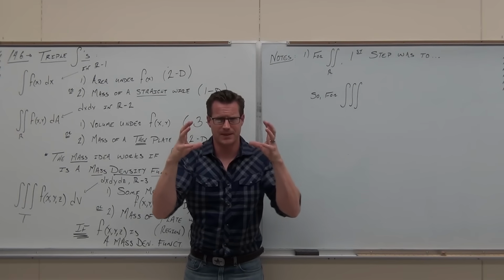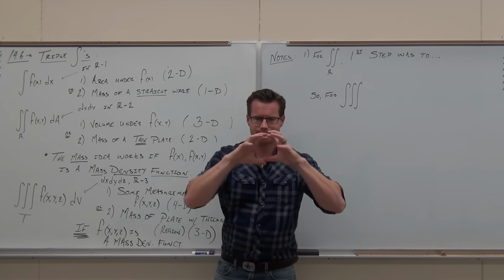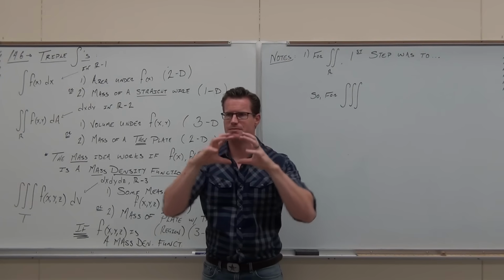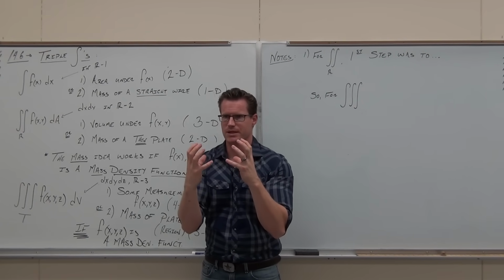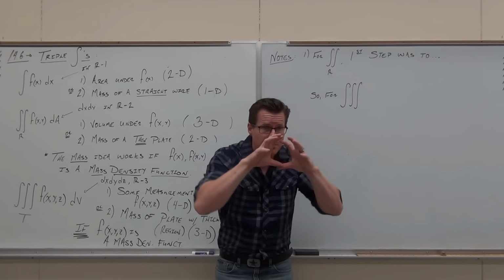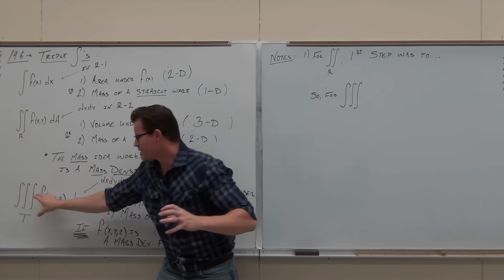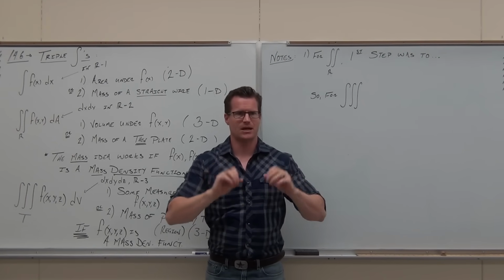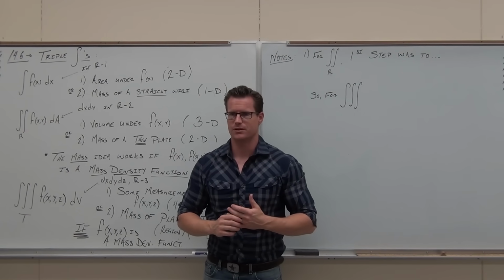It has this three-dimensional shape to it, this region in 3D. We call it T. What we're doing is saying, if this describes the mass density at every point in that region, then we can find the mass of that region. That's how we think of triple integrals. Head nod if you understand the concept there.